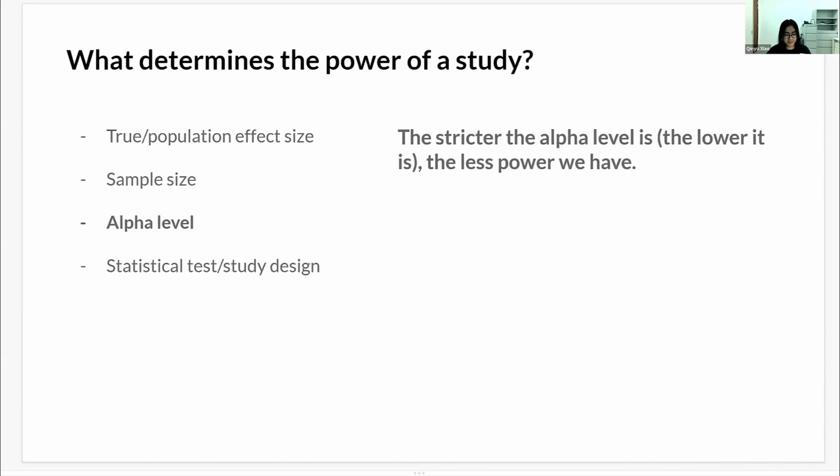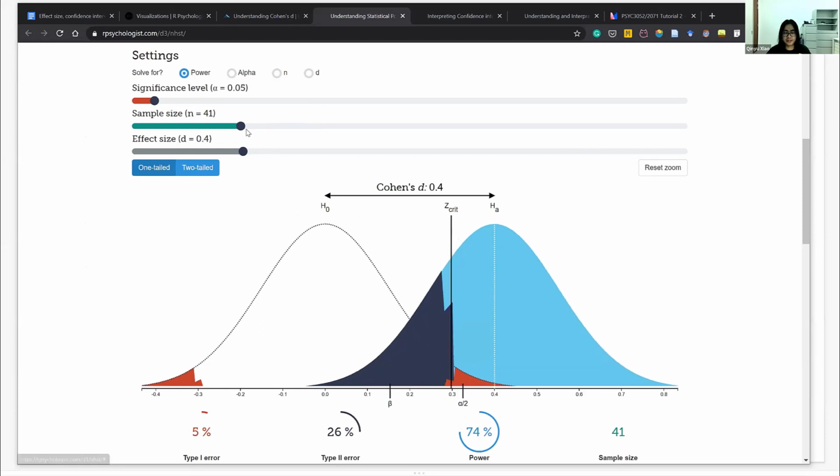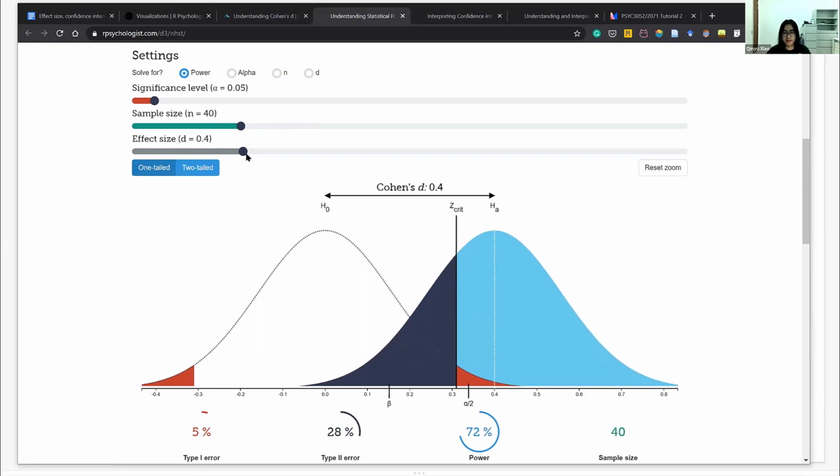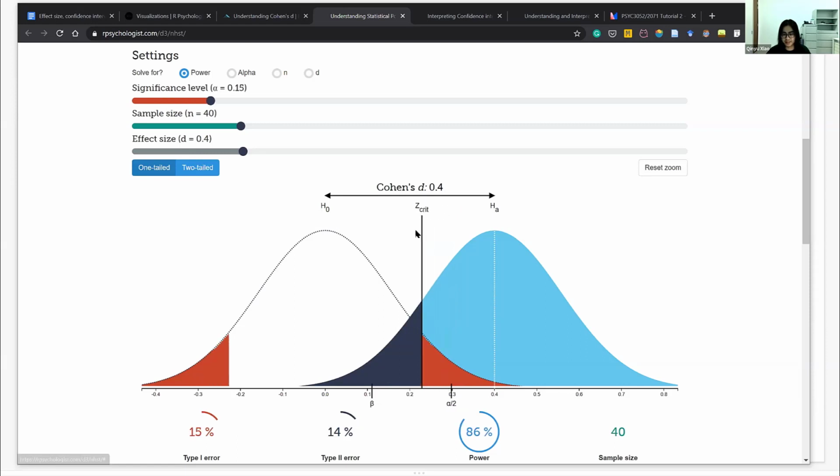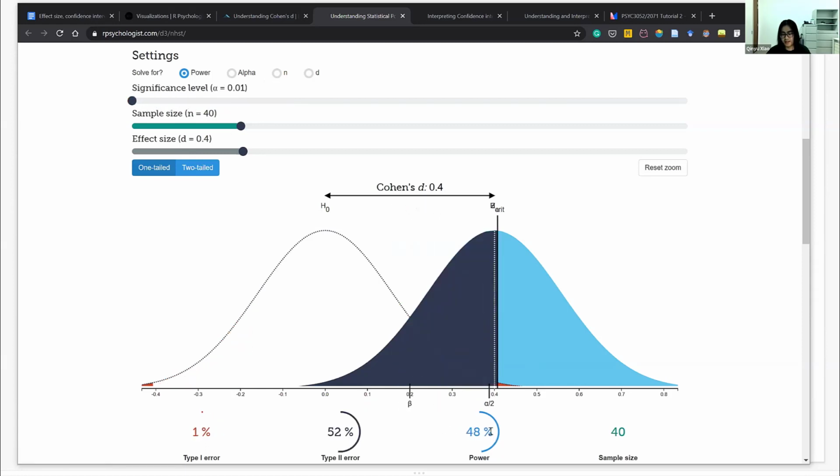And alpha level, this is a bit tricky. Suppose we have 40 subjects per group and an effect size of 0.4. What will happen if we increase or decrease the significance level? Suppose we increase the significance level. It means that the critical value is going to decrease, and we have more red area, but we will have less blue area. So if we increase the significance level, our power is actually going to increase. And if we decrease the significance level, our power is going to decrease.